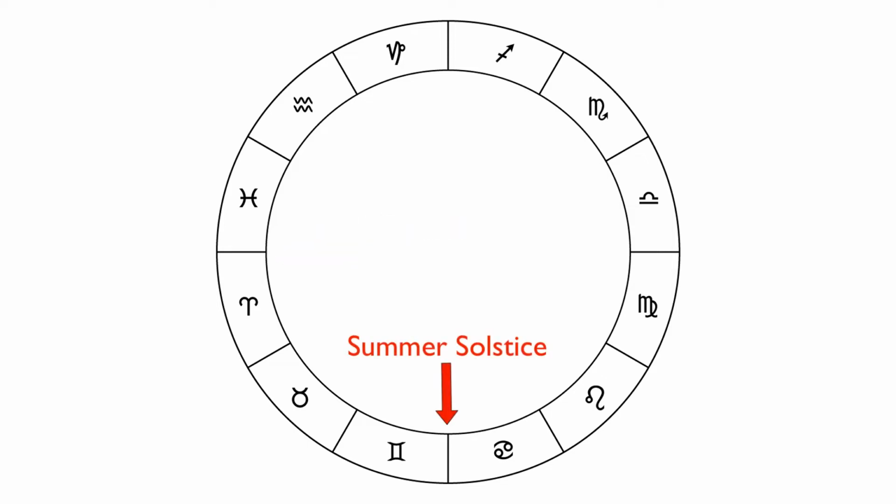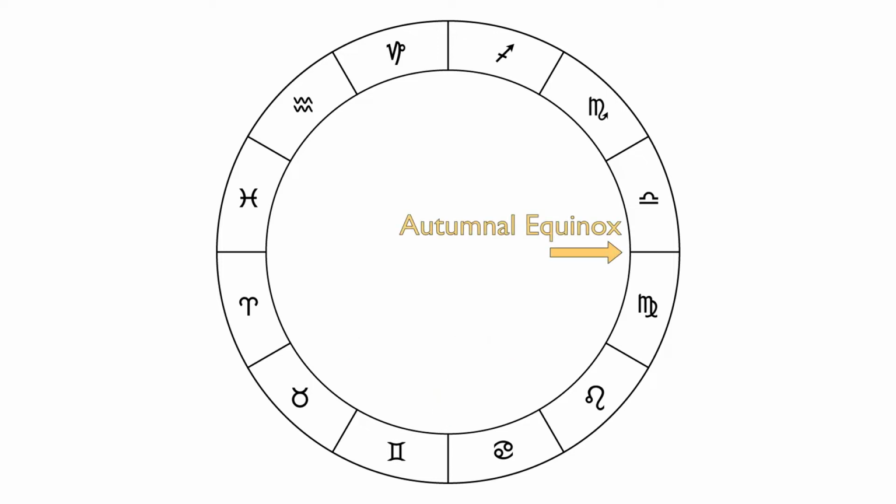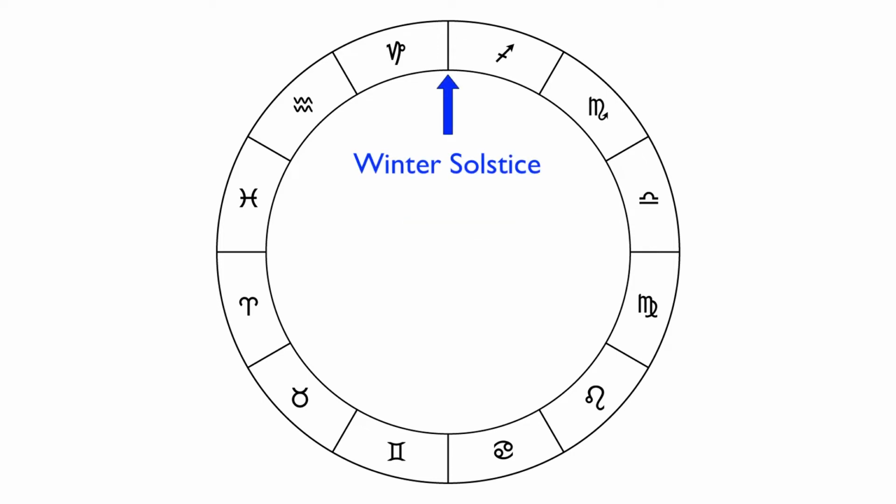Around the 22nd of June, again the exact moment differs year after year, the sun crosses the border between Gemini and Cancer, or we could say it enters the sign of Cancer, and this is called the summer solstice. Next, around the 23rd of September, the sun enters the sign of Libra, and this is the autumnal equinox. Finally, around the 22nd of December, the sun enters the sign of Capricorn, and this is the winter solstice.